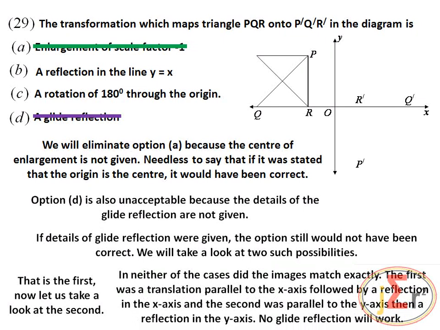In neither of the cases did the images match exactly. The first was a translation parallel to the x-axis followed by a reflection in the x-axis, and the second was parallel to the y-axis, then a reflection in the y-axis. No glide reflection will work. So no matter what we do, glide reflection would have proven to be incorrect, and we have decided that it is incorrect already as an option because details of the glide reflection were not supplied.